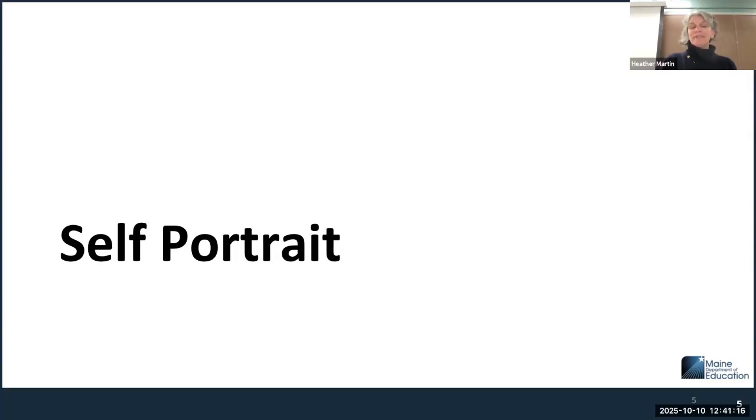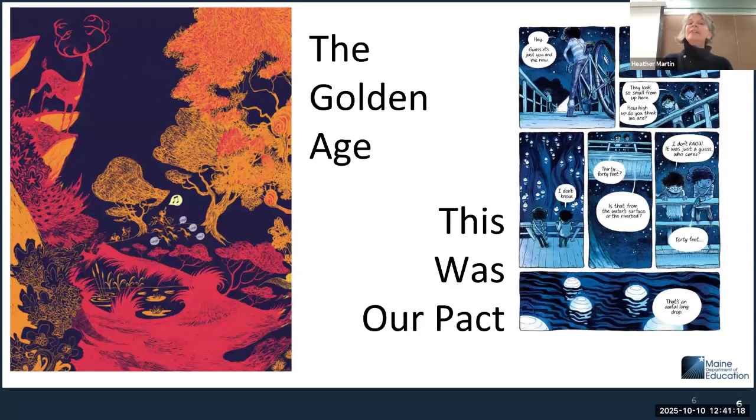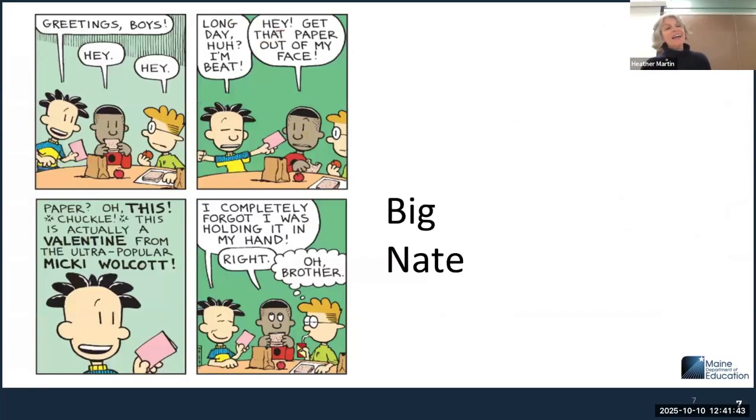And with graphic novels, I would like to remind you, some of them are really, really beautiful. So we're looking at a page from the Golden Age, which I just think is some of the most stunning art I have seen in a while, and also a page from This Was Our Pact, which is a really evocative graphic novel as well. So sometimes the art is really high art. However, I have seen kids shoot milk out their nose from reading Big Nate while drinking their milk in the lunchroom. And it does not get any better than that if you're talking about literature to engage.